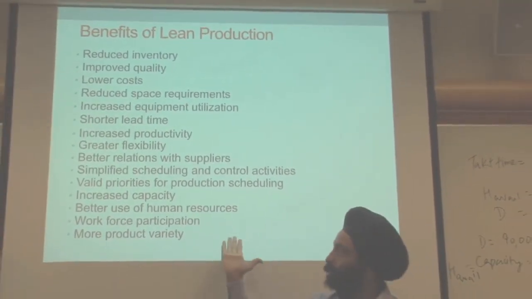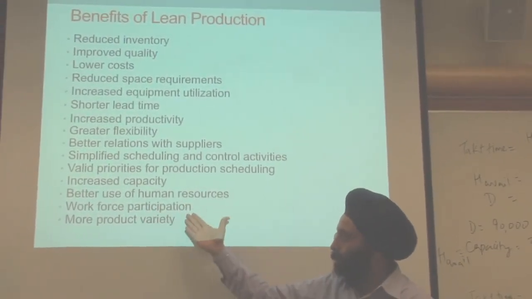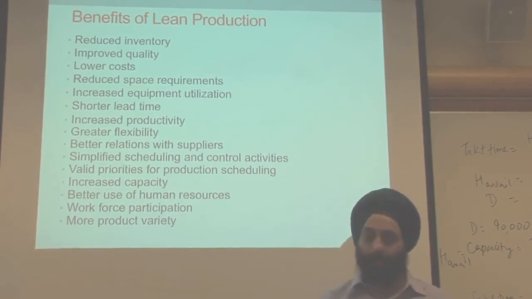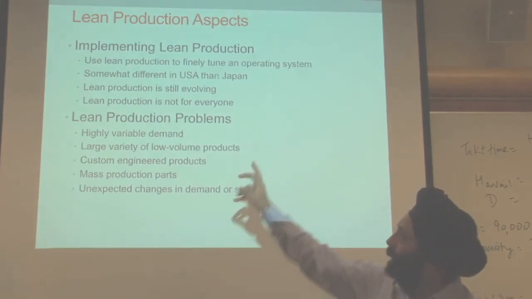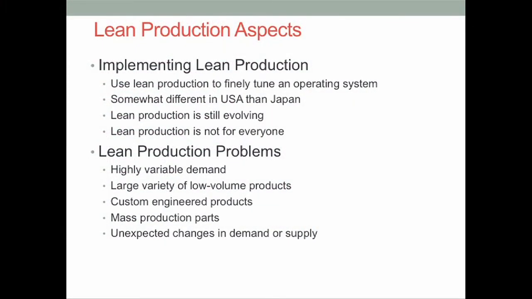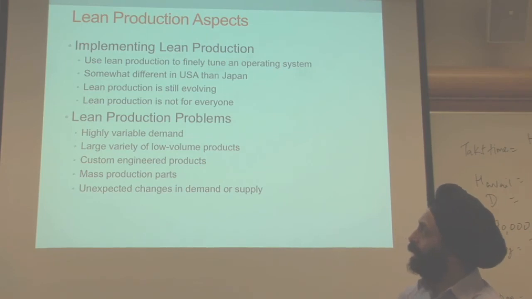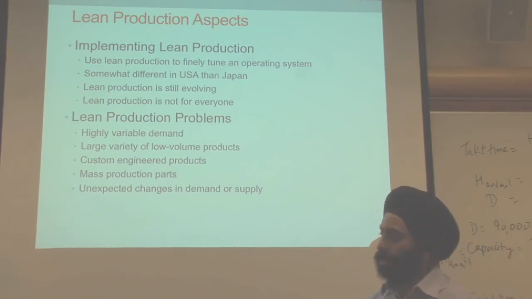Better use of human resources, making workers work smarter, and that's where workforce participation comes in. And also, you can accommodate more product variety with mixed model sequencing. Lean production aspects: implementing lean production, use lean production to fine-tune an operating system, somewhat different in the USA than Japan in terms of its implementation. It's still an evolving field. It keeps changing as companies hone their processes and practices in this area.